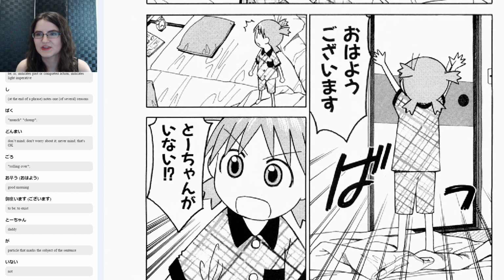So to-chan is the really familiar form of otosan, which means father, but then she's taking off all the honorifics here. Like o is an honorific, and then san is a more polite suffix, with chan kind of being more for inferior people. So this is more like papa, something really familiar. And then this ga is making that the subject, so kind of as for dad, inai, he's not there.